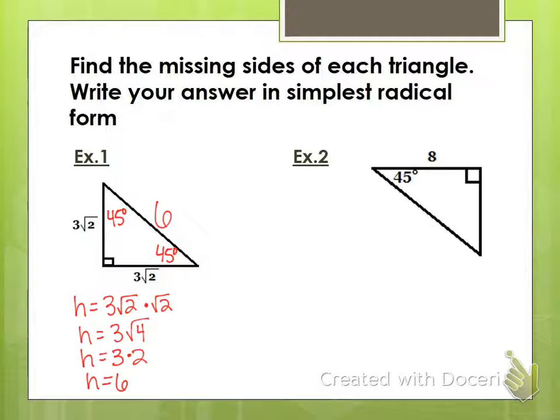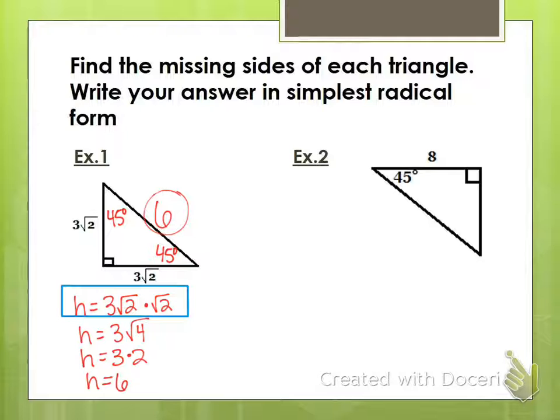I would need to see how you set it up to find it, at least. From there, the math is not super complicated, so I don't necessarily need to see the square root of 4. It would be nice to see the 3 times 2, but at the very bare minimum, I need to see what you were doing to come up with your answer. Do we have questions about the expectation on that? Okay, so our hypotenuse was equal to 6. That was the only missing side.